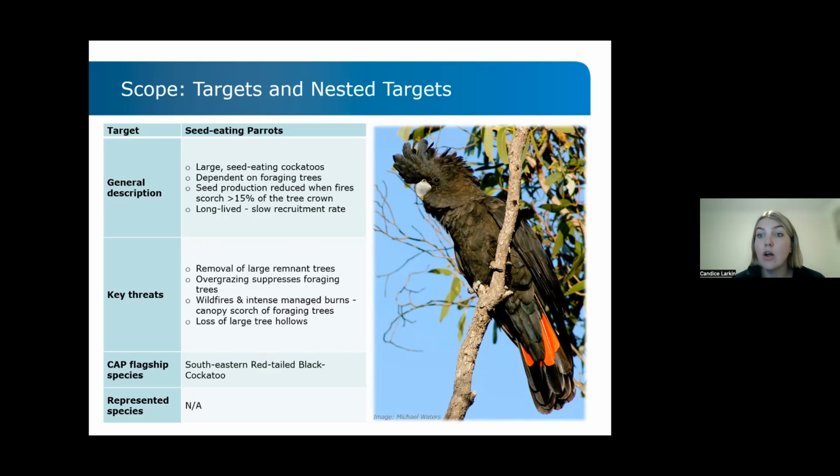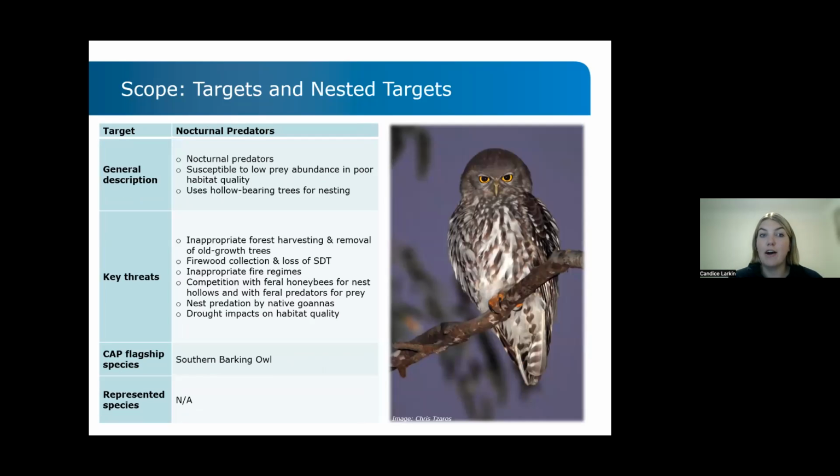And they're long-lived and they have a really slow recruitment rate. A lot of the smaller birds will have a large clutch of eggs, and they can breed twice a year. What you see with these large birds, seed-eating parrots and raptors, is that they have a lot slower recruitment into the population. So it takes them a lot longer to bounce back from a really devastating bushfire and huge losses in their population. And finally, the nocturnal predators.